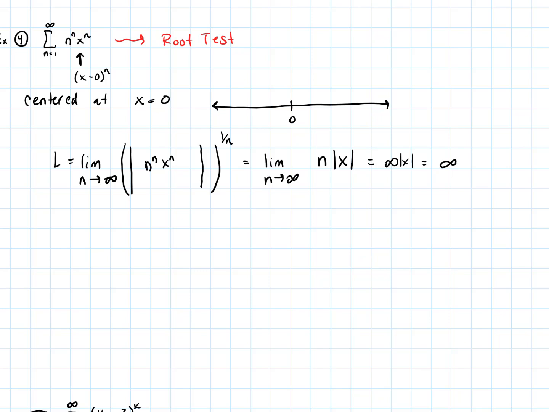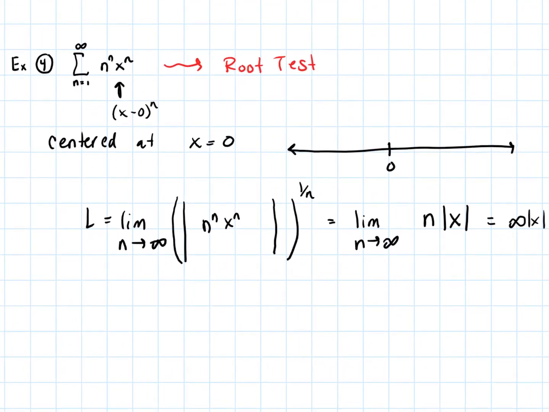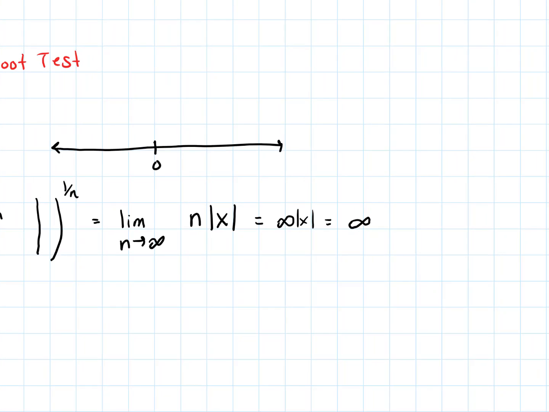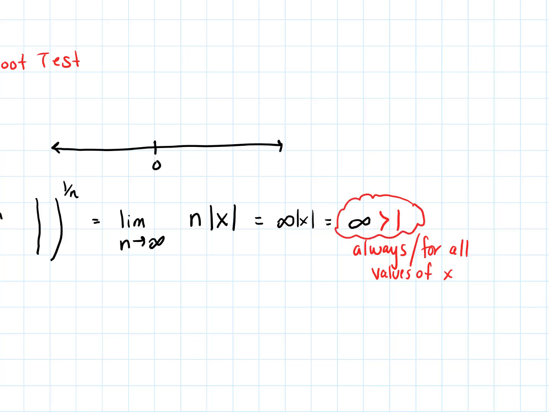And it turns out that this means that by the root test, this is always greater than 1. Or another way to think of that is, it doesn't matter what x is. This is for all values of x. This is greater than 1, which by the root test means divergence.